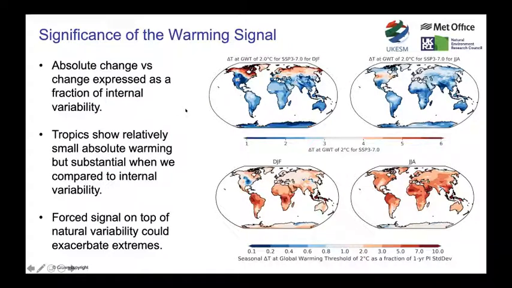However, we also wanted to look at how significant this was when compared to internal variability. When this is expressed as a fraction of the standard deviation from the PI control runs, we found that the tropics, while they show relatively small absolute warming, show quite a substantial warming when compared to internal variability. What this means is that this forced signal on top of natural variability in the future could exacerbate extremes, and it's particularly relevant because a large percentage of the human population lives in the tropics.